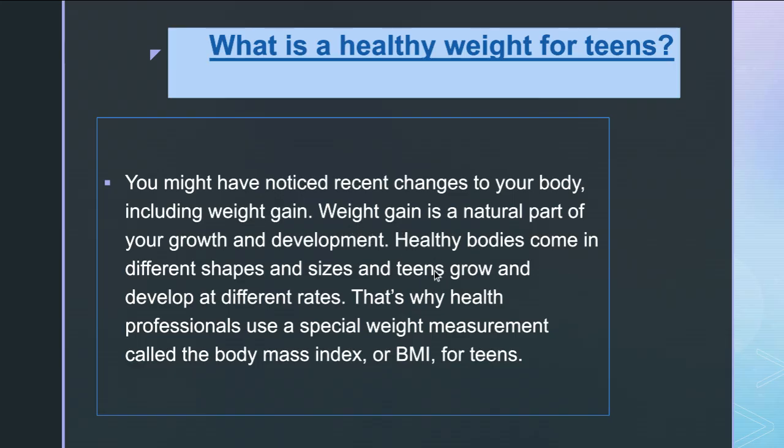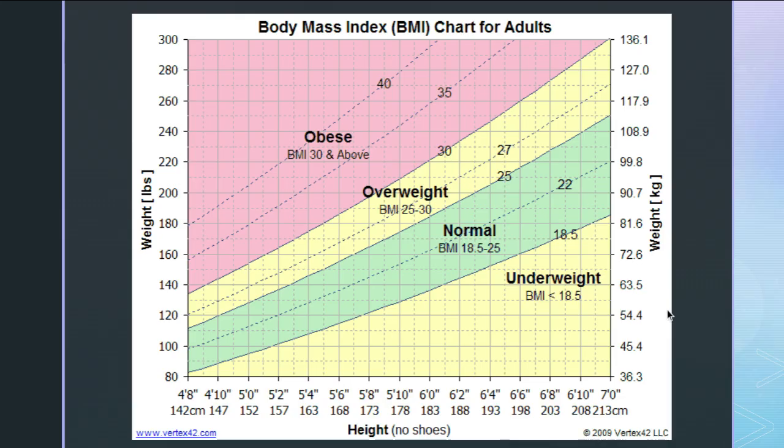It's very natural. And we know that healthy bodies come in different shapes and sizes, and that teens also grow and develop at different rates. So there's tools that we can use to help us understand, are we at a healthy weight or not? And this is something called the body mass index. And I don't know if you're familiar with that. They call it BMI for short.